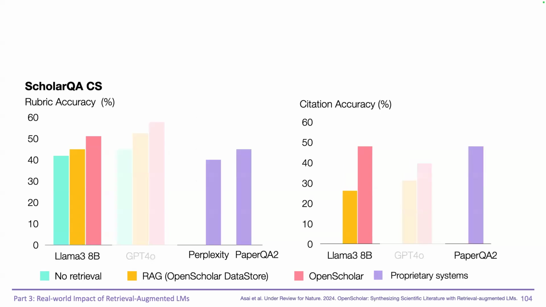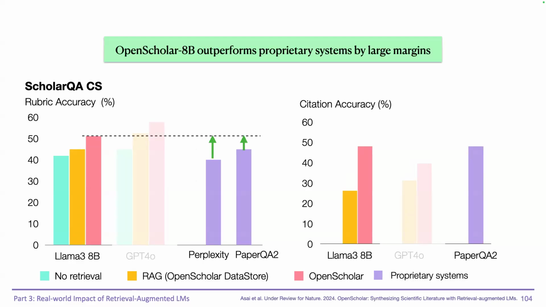We also compared OpenScholar 8B, a fully open system, with two proprietary production systems, Perplexity Pro and PaperQA2, which use much larger private language models and users need to pay for. OpenScholar outperformed them by 5 to 10 points in terms of accuracy.